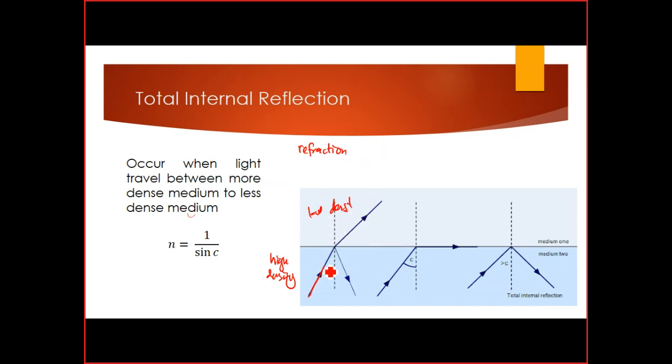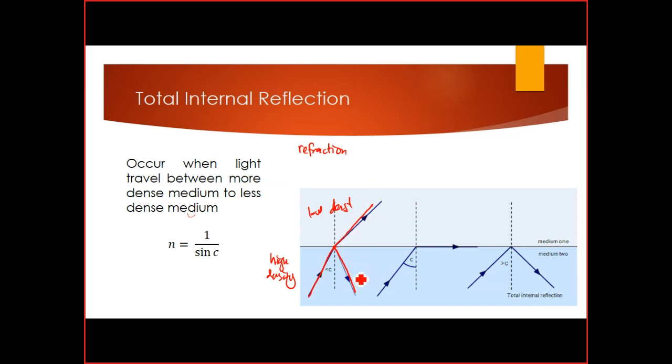When light travels between different media, it can do two things. First, it can be refracted. Second, it can be reflected. Those are characteristics of light. Light can actually be refracted and reflected at the same time. It's just that the intensity will be decreased.